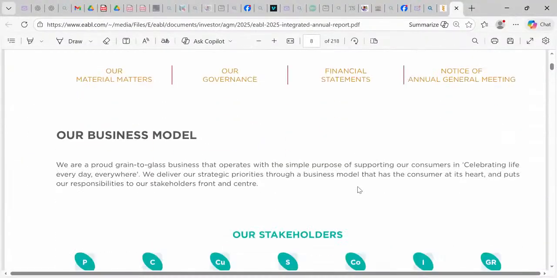Then our business model. Business model is how do we make money? They make money from this concept of grain to glass, a business that operates with the simple purpose of supporting our consumers in celebrating life every day, everywhere. We deliver our strategic priorities through a business model that has the consumer at heart and puts our responsibilities to our stakeholders front and center. Great statement.